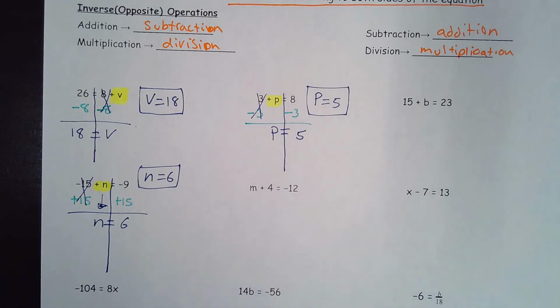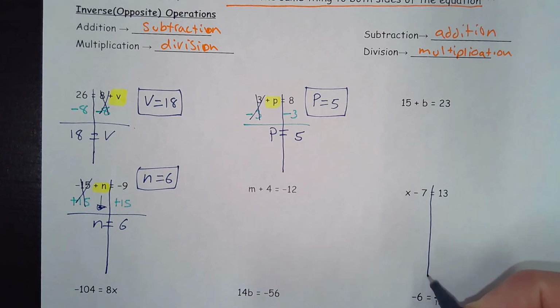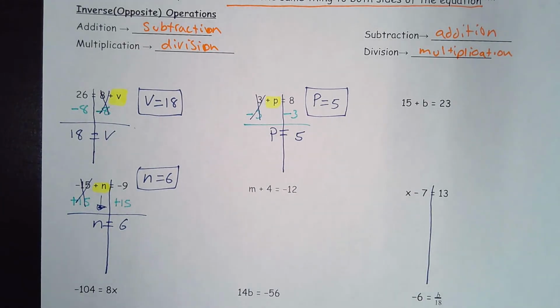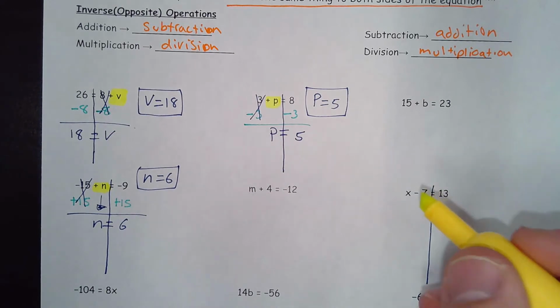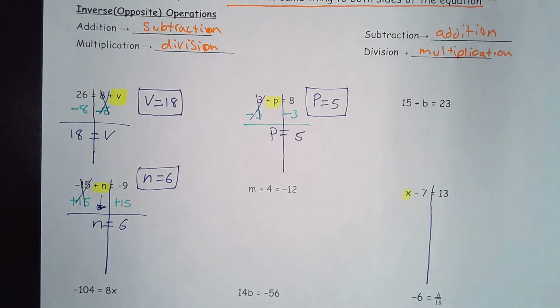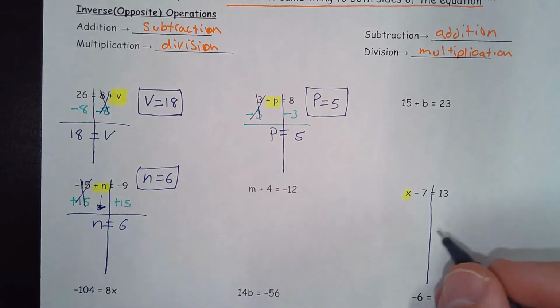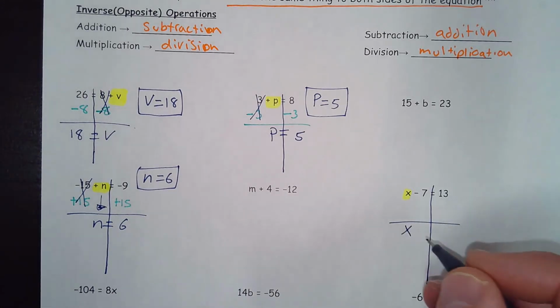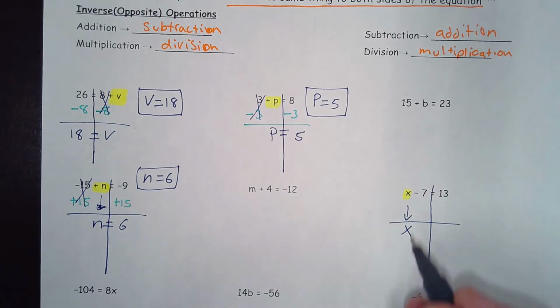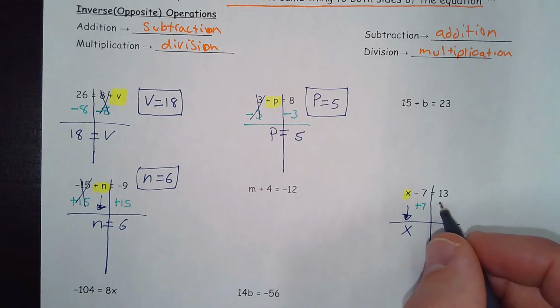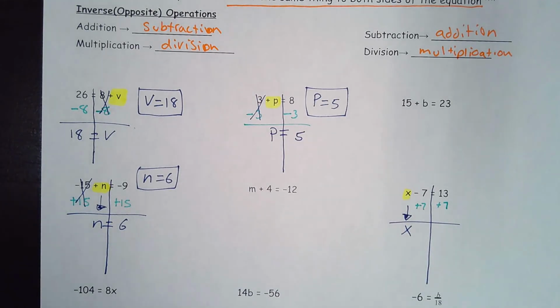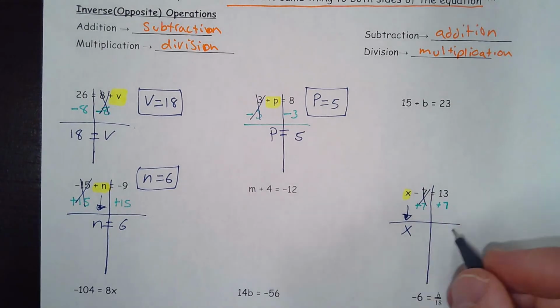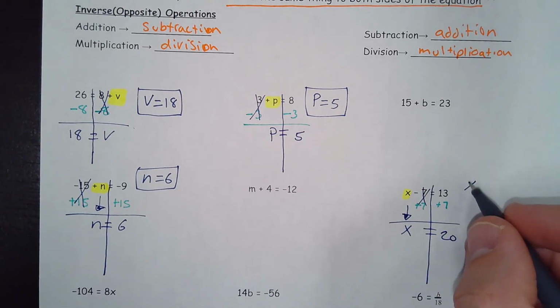Let's do one more kind of like that one. So if we draw our line down here, then we are going to find the variable, and we need to ask ourselves, what do I need to do here to have just x left down here? Well, I need to get rid of this -7. To get rid of -7, I'm going to add 7 to both sides. If I do that, cancel those out, x equals 20. That's my solution.